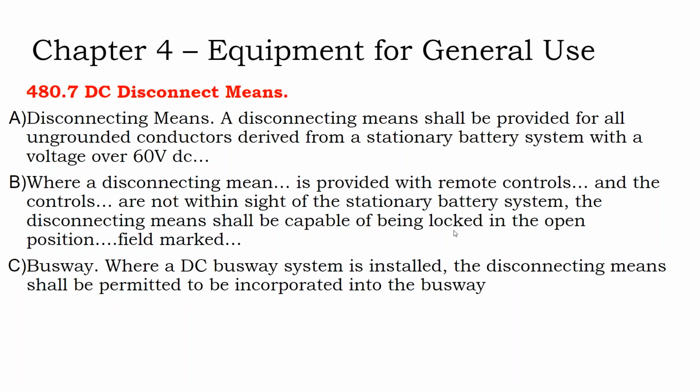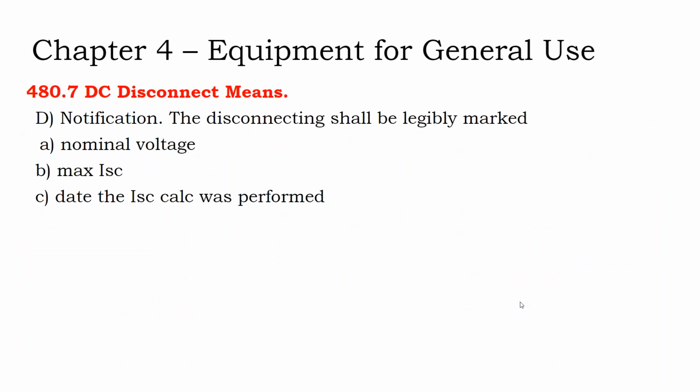It says the disconnecting means shall be permitted to be incorporated into the busway, so you can kind of put it in line. The disconnect should be legibly marked with voltage and current.